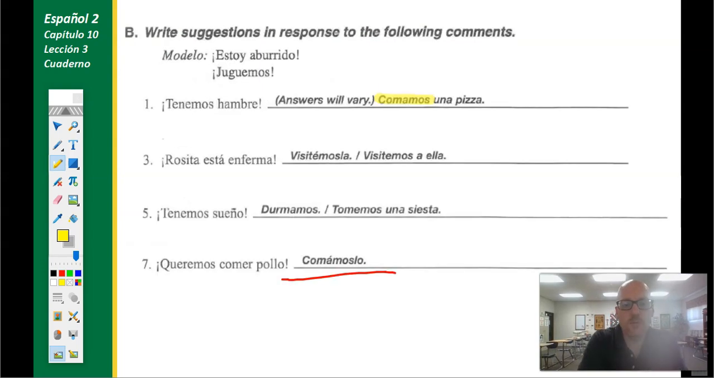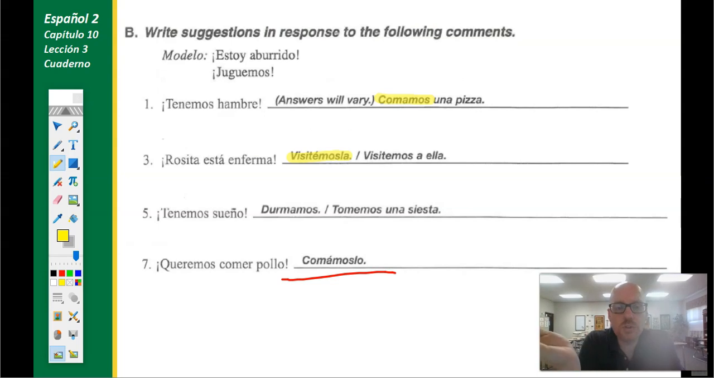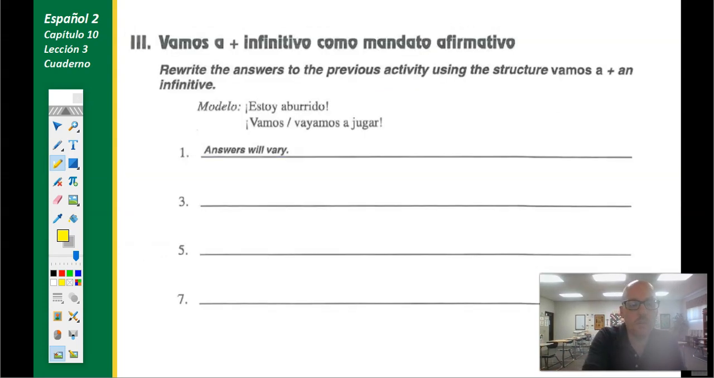Número tres, if we did this one, we know that our verb is visitar, to visit. So número tres would be vamos a visitarla. Let's visit her. Vamos a visitarla. Número cinco, from the previous activity, we had durmamos. Let's sleep. We know that the infinitive for durmamos would be dormir. So here for número cinco, we could just say, let's sleep. Vamos a dormir. And that works the same way.